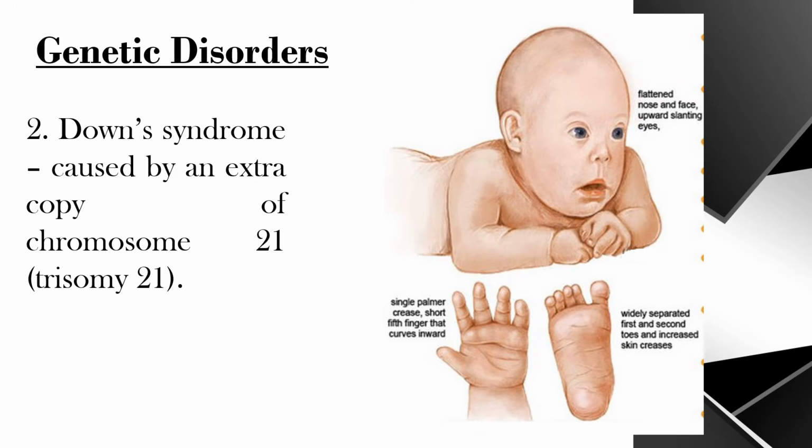Image of a Down syndrome. Characteristics include decreased muscle tone. They have slanting eyes and then asymmetrical skull. And they are mild to moderate mental retardation.